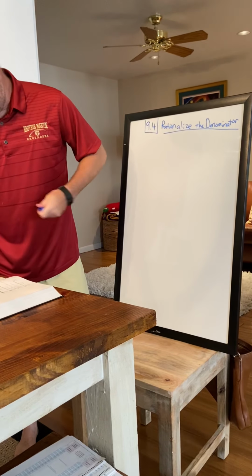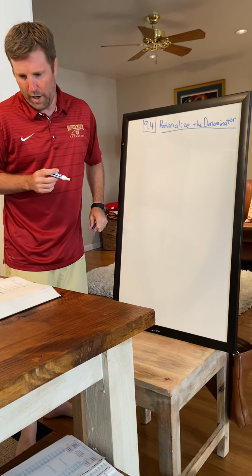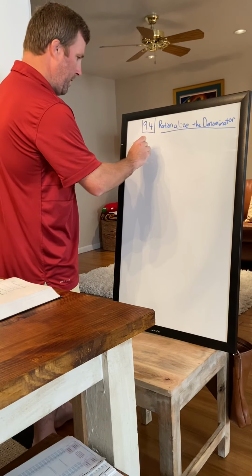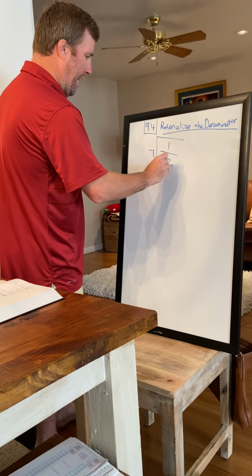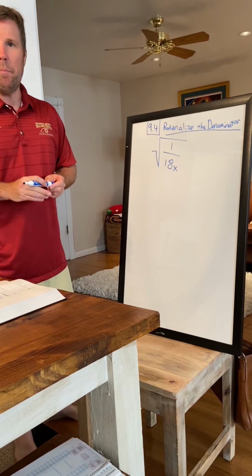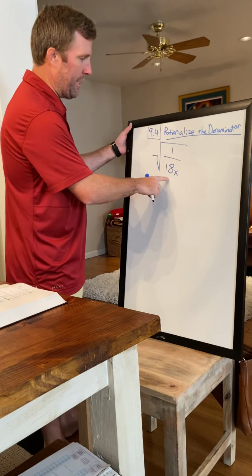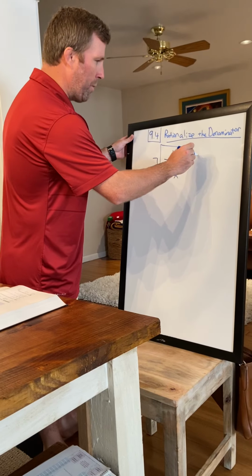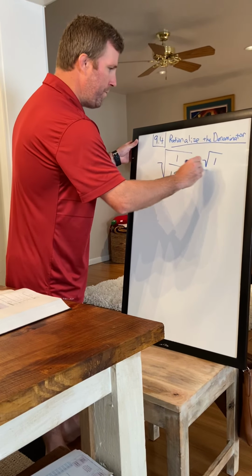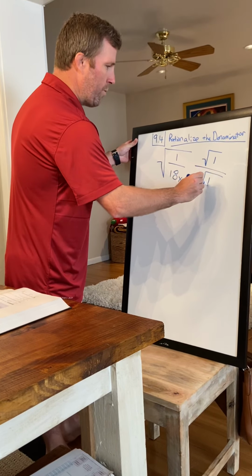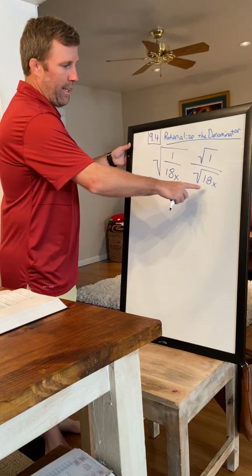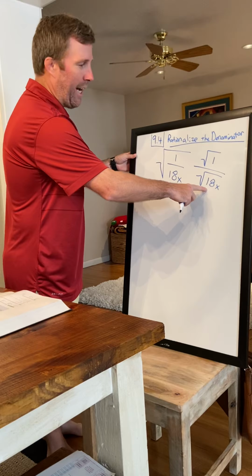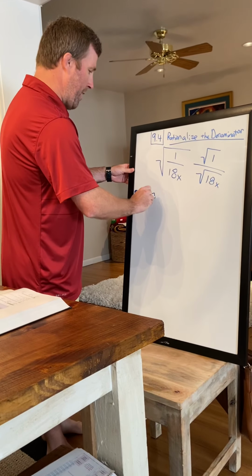All right, a couple more, guys. Let's do the square root of 1 over 18x. Keep in mind what our quotient rule said, guys. Our quotient rule said that we can split this up into the square root of 1 over the square root of 18x. Okay? Oh, I know a perfect square that goes into 18, so I can simplify that.